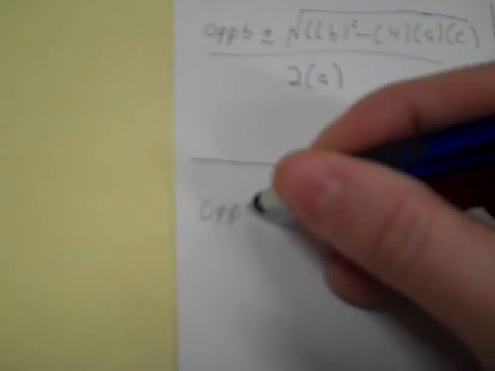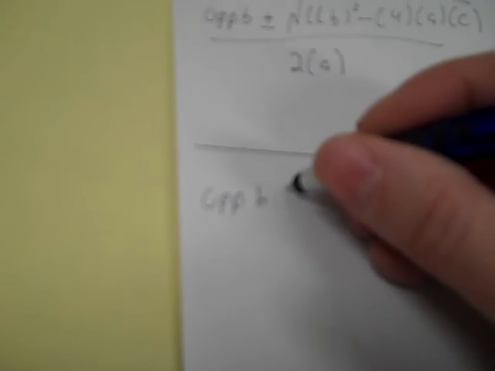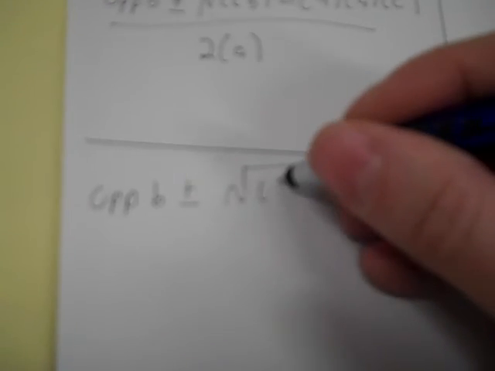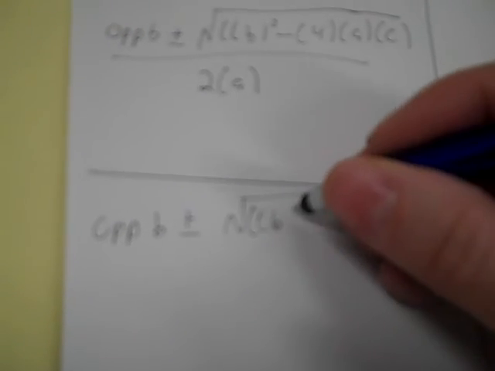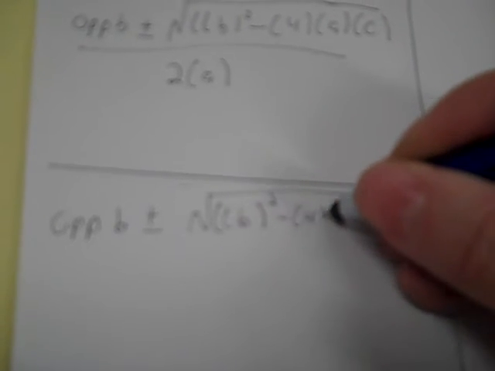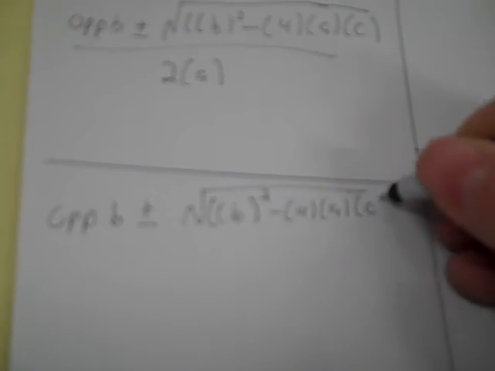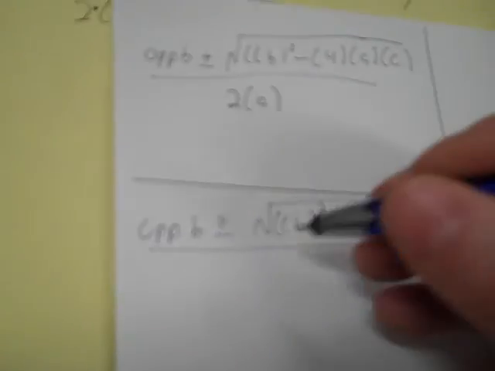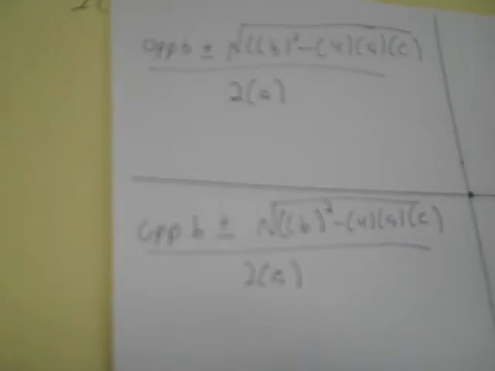Opposite of B, plus or minus the square root, B squared, remember 2 parentheses at the beginning, B squared minus 4AC, now squared means second power, that's what it means, minus 4AC over 2A, over 2A.